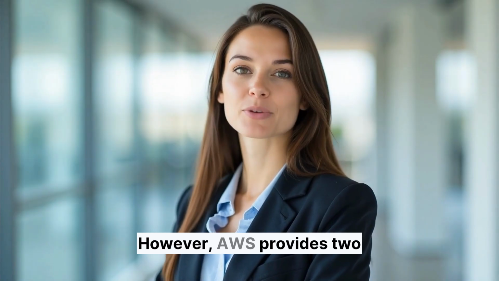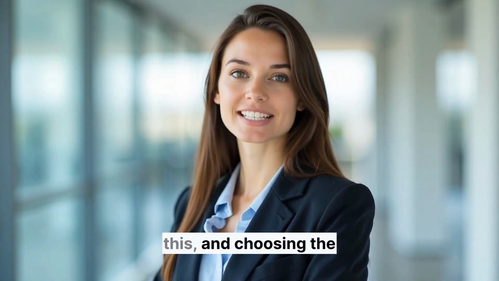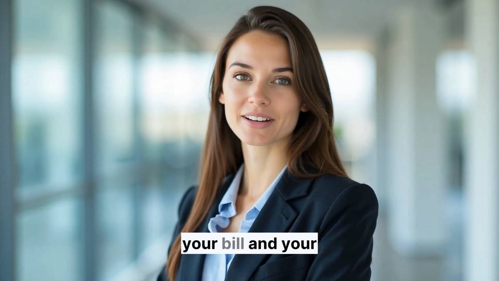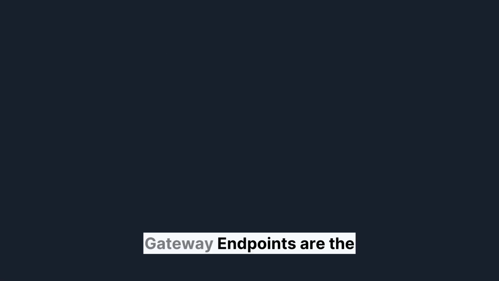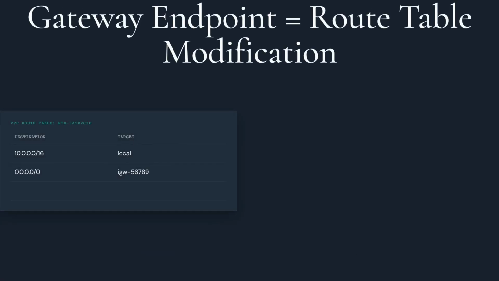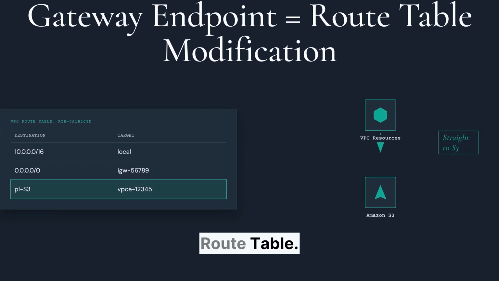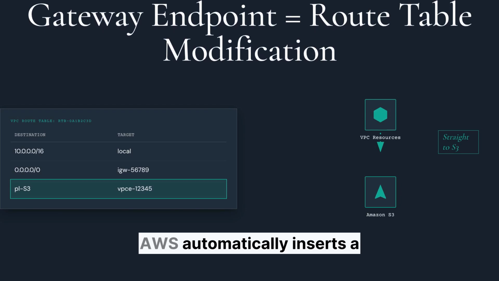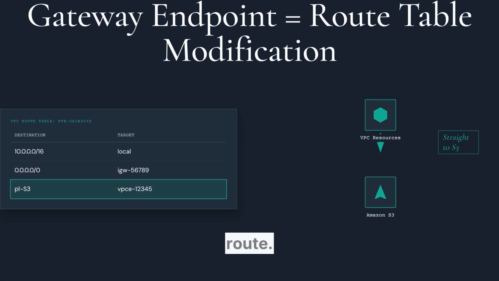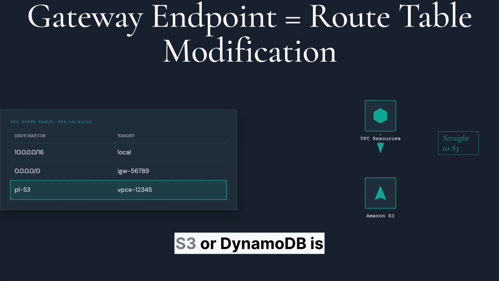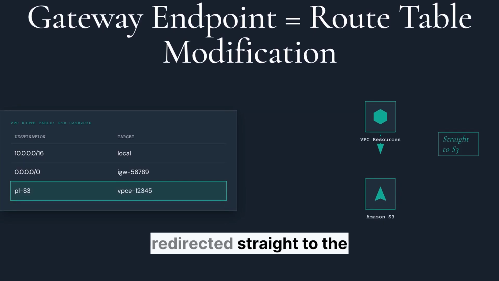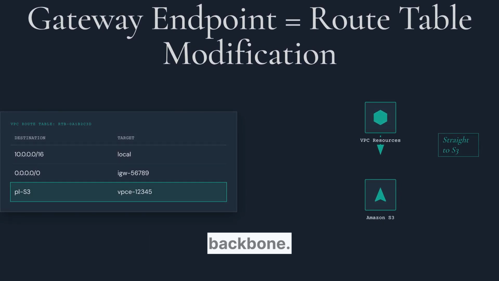However, AWS provides two distinct ways to achieve this, and choosing the wrong one can impact your bill and your architecture. Gateway endpoints are the simpler of the two. They do not create new hardware in your subnet. Instead, they modify your route table. When you create one, AWS automatically inserts a route. Now, traffic headed for S3 or DynamoDB is redirected straight to the service through the AWS backbone.